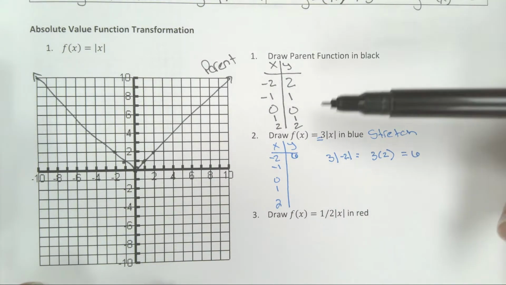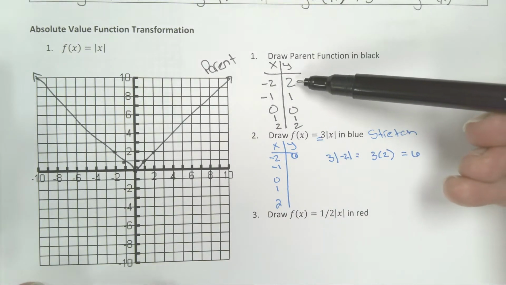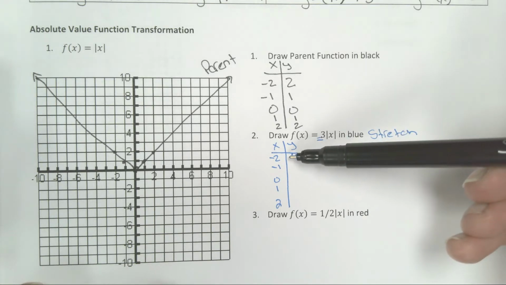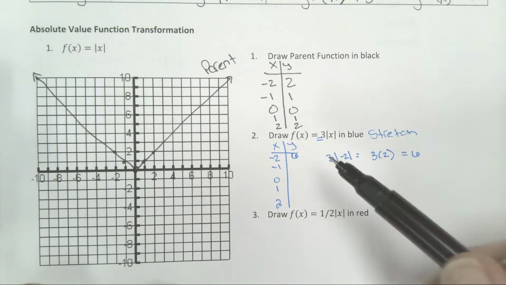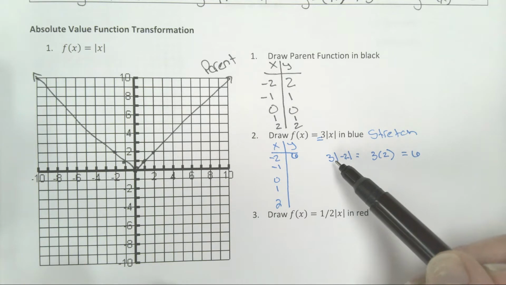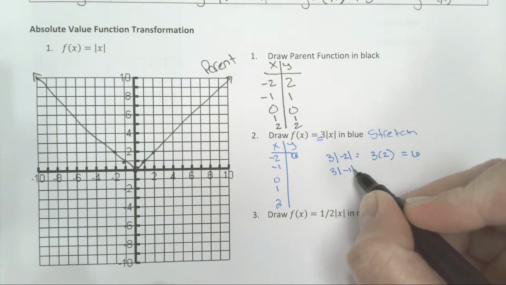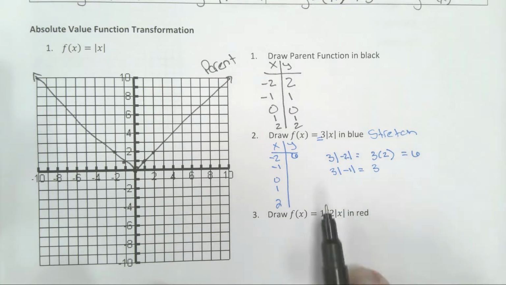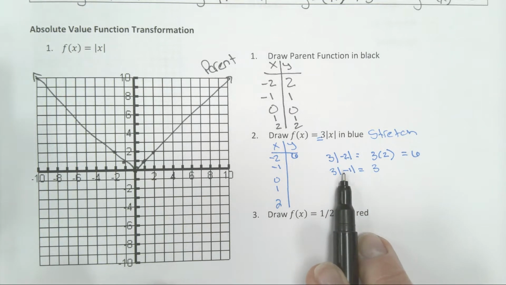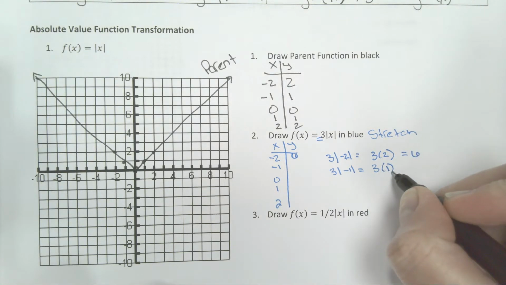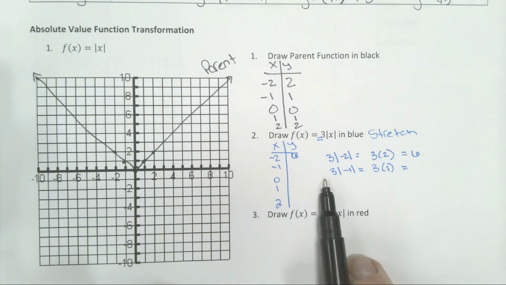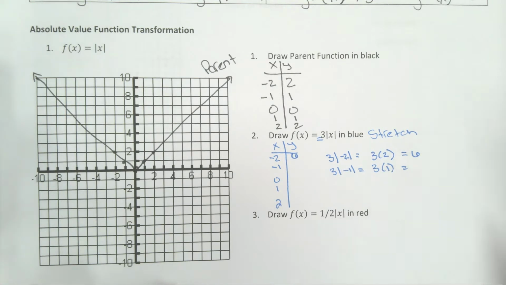All right, so you can already start to see. On the parent function, my y value was 2. Ooh, now it's 6 because I multiplied it by 3. Let's plug -1 in for x. So 3 times the absolute value of -1. The absolute value of -1 is 1. That was multiplication. This stays multiplication. 3 times 1 is 3.